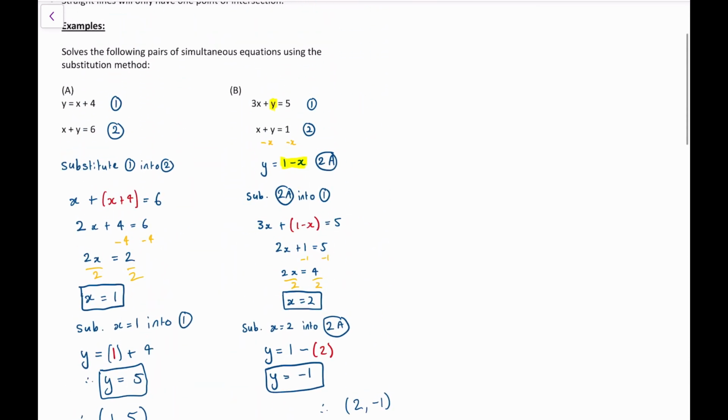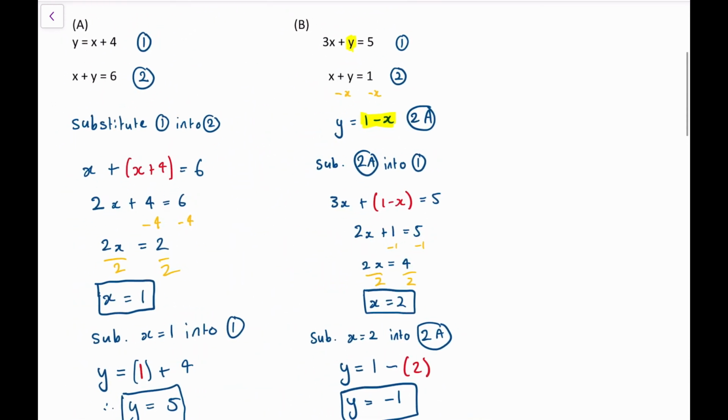Alright, so that's how you can use the substitution method. There's a few steps. 1, label your equations. 2, make sure that you have one of the variables as the subject of one equation, and then substitute into the other and solve the equations. Fantastic.